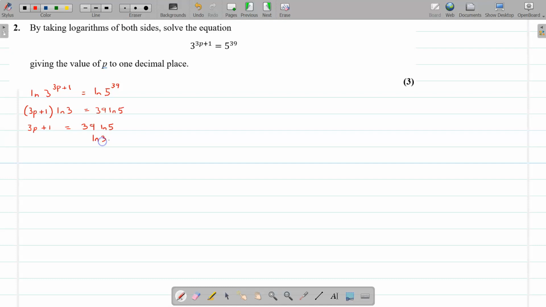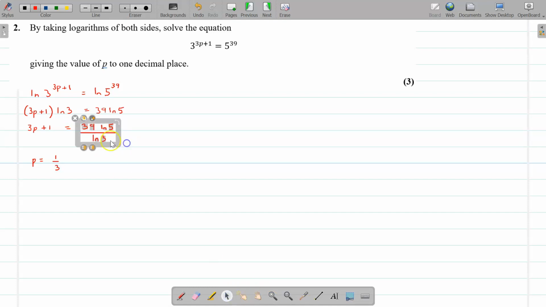And then, of course, I just need to subtract 1 and divide by 3. Just be careful, because you've got to take 1 from all of that and then divide the whole thing by 3. So it's probably best to write it as p equals 1/3 of all of this.